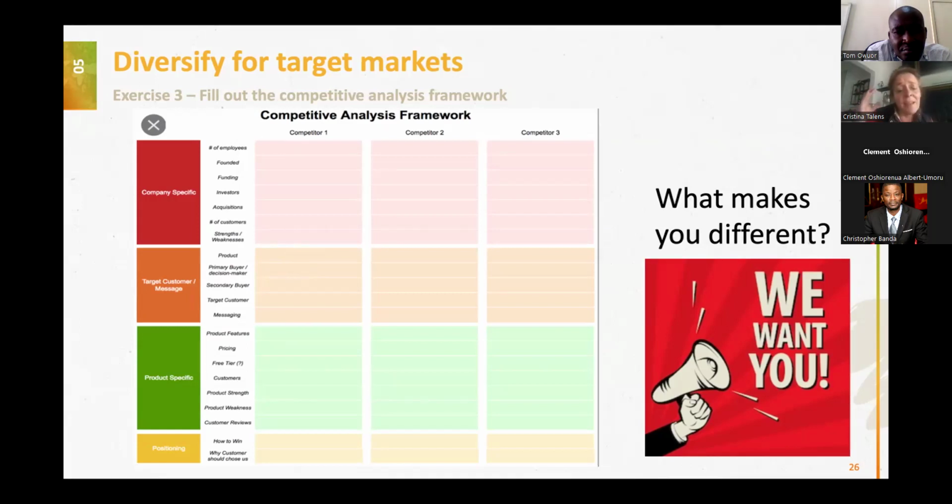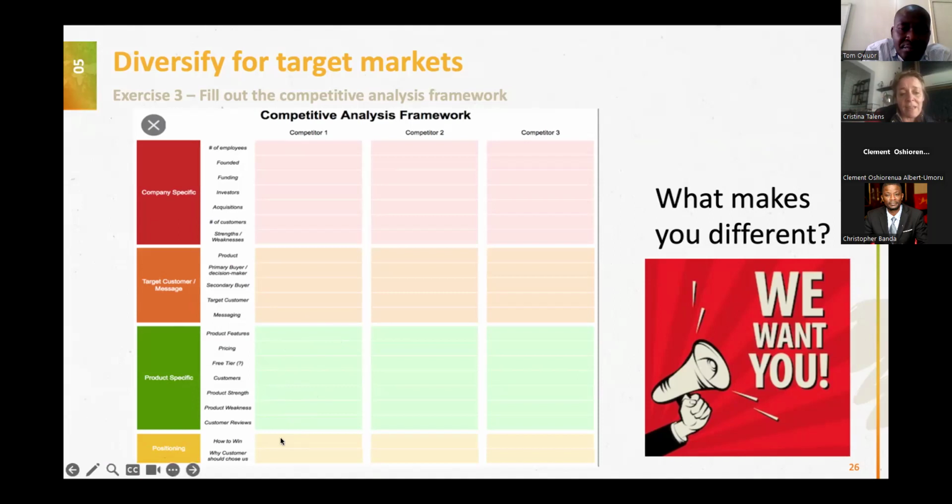Clement had said it. Know which customer you're selling to. Who are the other buyers of that product? Who are you going to target? And what are the key messages? And then product specific, look at what your competitors, so this is your competitor here, are offering in the features, in sizes, in packaging, and then look at the pricing, the product strengths, the product weaknesses, and any customer reviews that you can find on the internet.